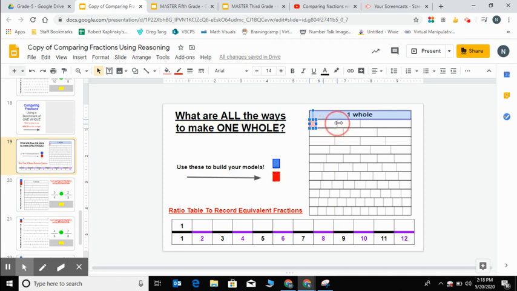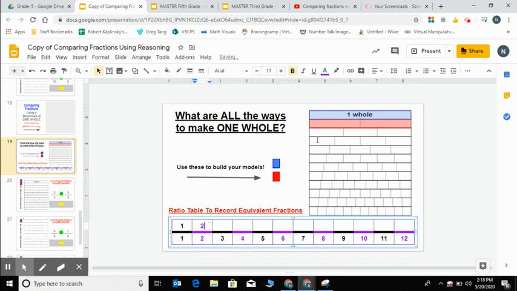one that's split into two equal parts, those parts are called halves, right? How many halves make one whole? Well, I can see that there's two halves that make one whole. So these fraction bars and this ratio table are two models to show these equivalent fractions. 1 over 1, that's the same as one whole. 2 halves, that's the same as one whole.